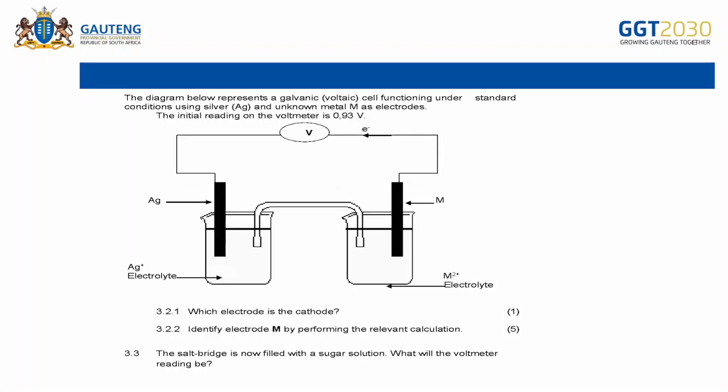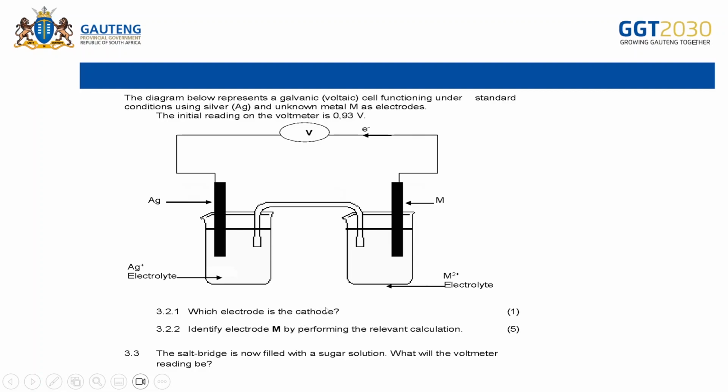The question is: the diagram below represents a galvanic or voltaic cell functioning under standard conditions using silver and an unknown metal M as electrodes. The initial reading on the voltmeter was found to be 0.93 volts. So I want you to study your galvanic cell. There are 2 half cells. There's silver on the first electrode. There's a beaker with an unknown metal. That's why they are calling it metal M.